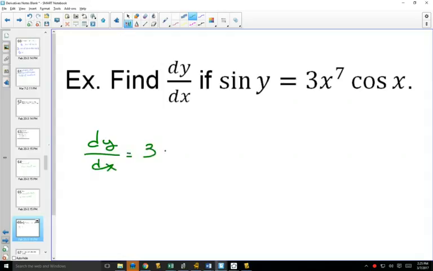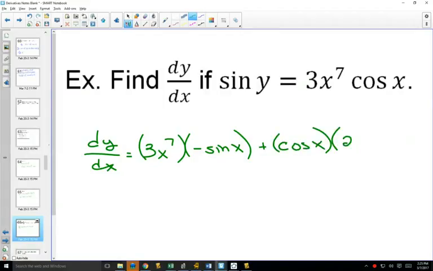Keep one of them the same. Derivative of the other one, derivative of cos, is a negative sine. Plus, keep the other one the same. Derivative of the first one, bring the 7 out in front, subtract 1 from the exponent. We get 21x to the 6th.